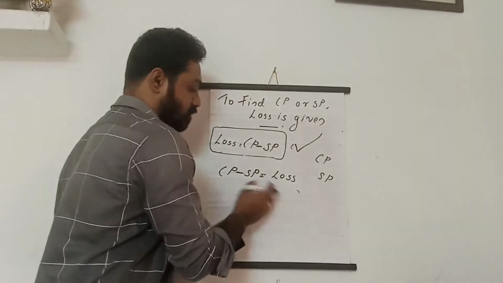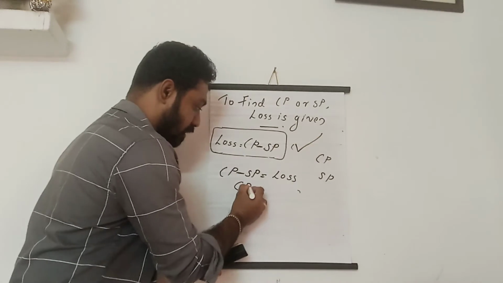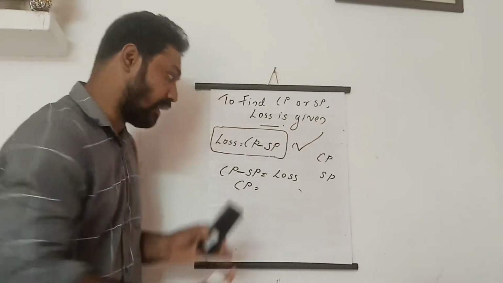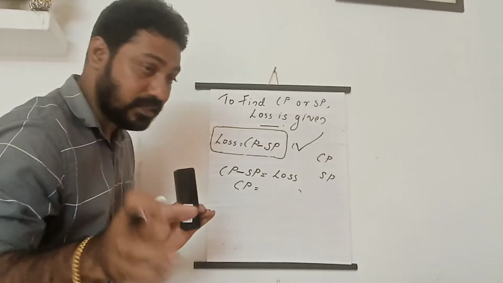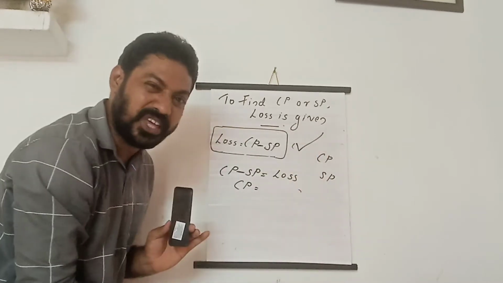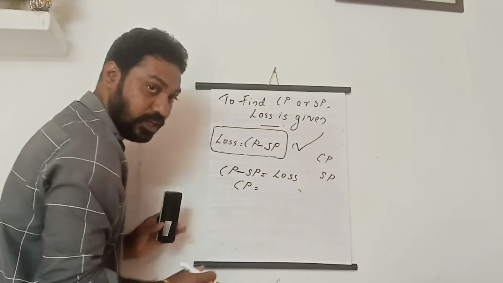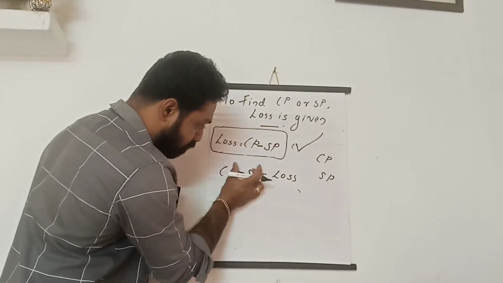CP minus SP is loss. I need to get the equation for CP, so I wrote CP here. Then I have to keep the CP on one side, and I have to take SP to the other side of the equation to get CP. So CP I keep here and SP I am taking.